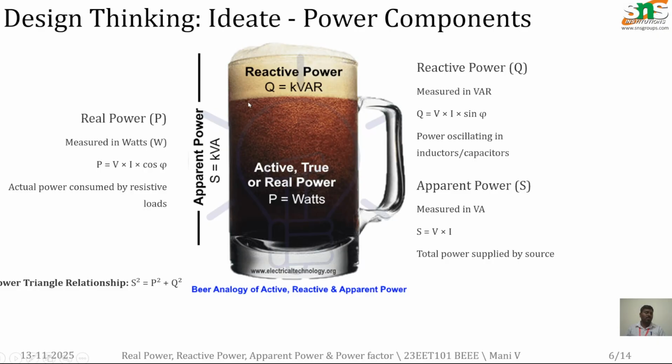Above this there will be wastage, a part of the volume we are unable to drink. This is nothing but reactive power. So the total volume is apparent power, the amount of cool drink we are able to consume is active power, and the remaining part which we are unable to drink is reactive power.